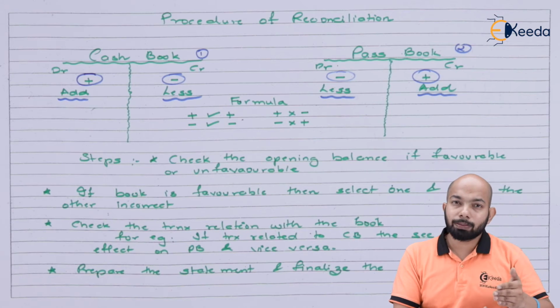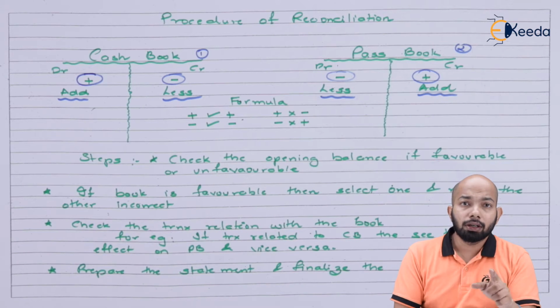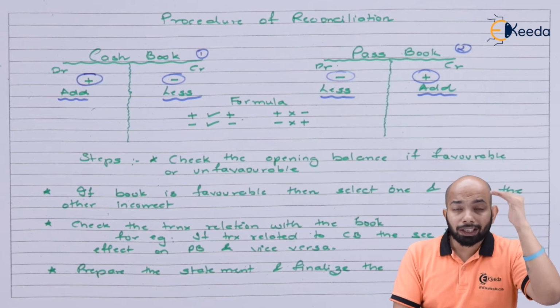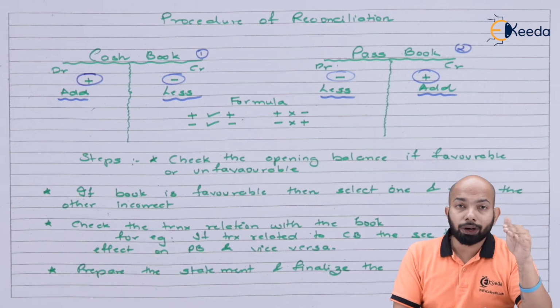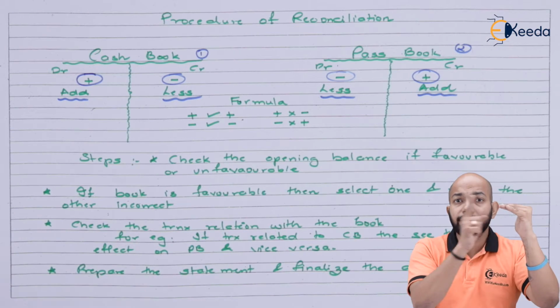You'll be given all the adjustments. You need to add less, add less, add less everything, and then figure out what is the closing point there. So once we talk about that opening statement or opening point, let's figure out what is that opening point there. Is it related to cash book? Is it related to passbook?